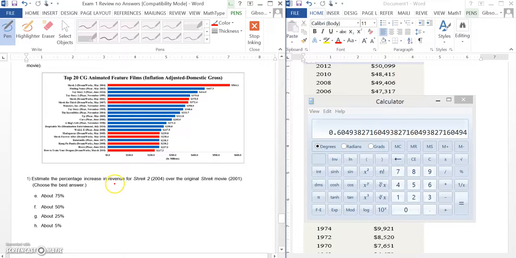So now it says estimate the percent increase in revenue for Shrek 2 over the original Shrek movie in 2001. So we want to do the percent increase. So first we'll go to the Shrek movie, the original Shrek. Let's see, where is the original Shrek? Here it is here. Shrek. Let's see, what is it? 375.5. And then Shrek 2, which would be 564.1.